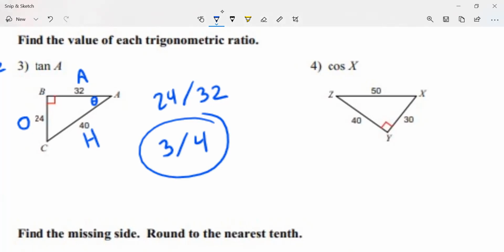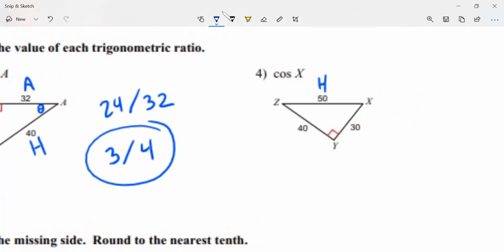Now let's take a look at question number 4. Today, I'm going to be working up until number 8. So let's take a look at number 4. Let me label my sides first. I know the hypotenuse is easy. I can just label the H for the biggest side, the hypotenuse, but I don't see my theta here. It says cosine of x. That's what I've been asked for.